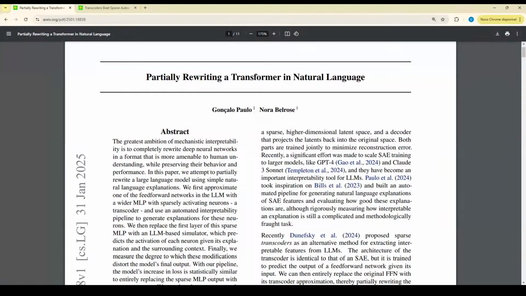So the inspiration for this work is the idea that if you had a perfect natural language explanation of a model, you could potentially rewrite it in some way with your natural language explanation, and hopefully you'd get back the same behavior of the model. So if your explanation was faithful, you should be able to do this.